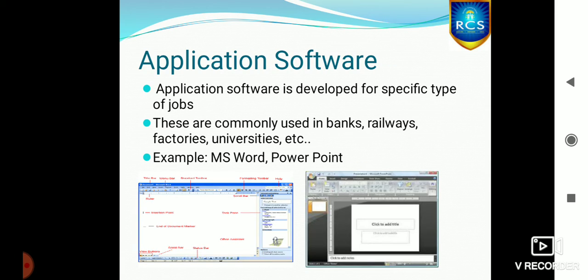Next one is application software. Application software is developed for specific types of jobs. These are commonly used in banks, railways, factories, universities, etc. Examples of application software are MS Word and PowerPoint.